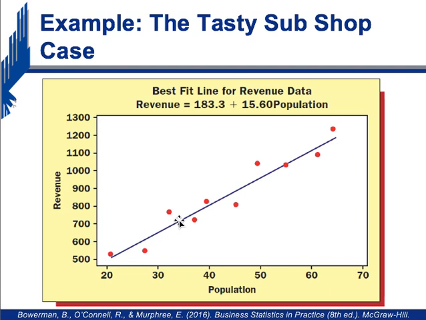This line here, again, is the one characterized by this equation, and the dots here are the actual data points from the case. As you can see, not all the points are located on the line, but this is the best fit line. This is the line that minimizes the distance of the actual points to the regression line.